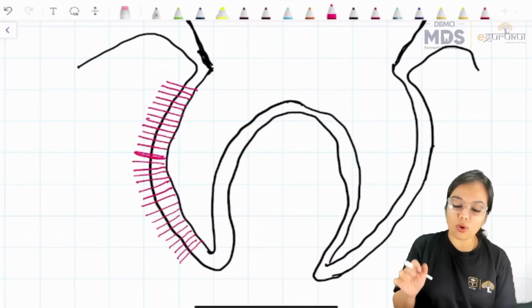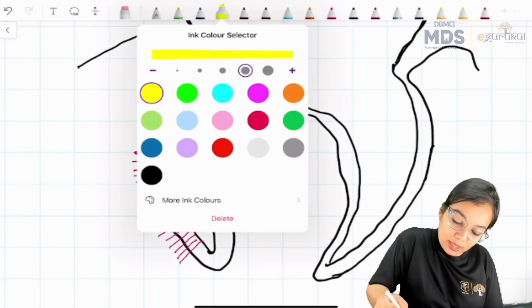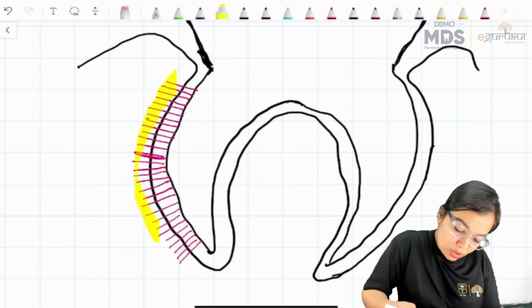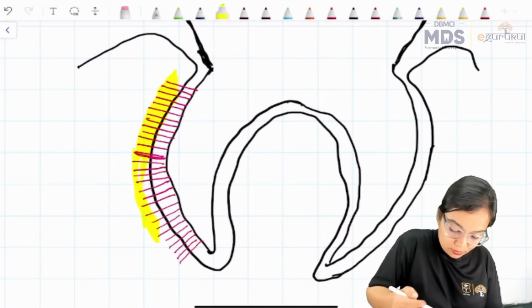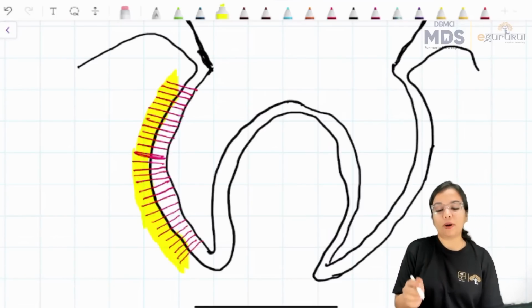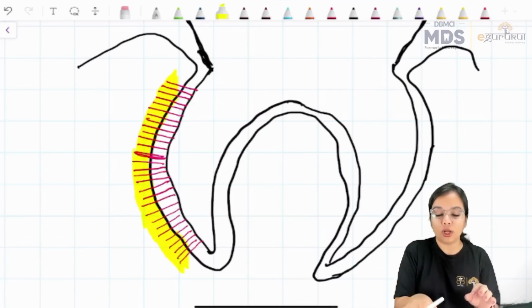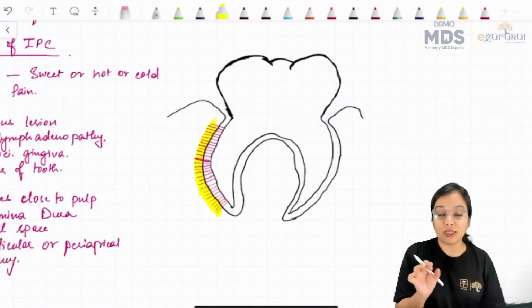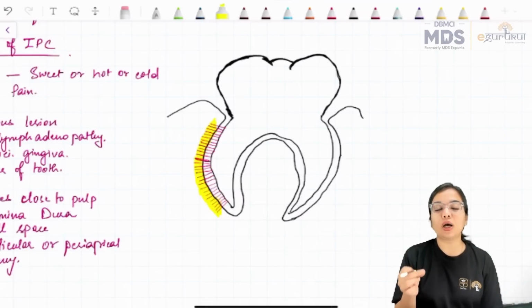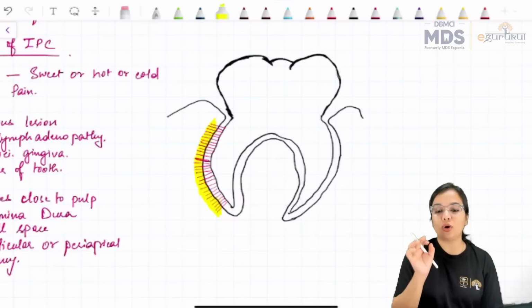Now this particular part where the periodontal ligament fibers are lodged into the alveolar bone, the one that I have marked in the yellow color, is called the lamina dura, and the lamina dura appears as a single line that is radio opaque on the radiograph.